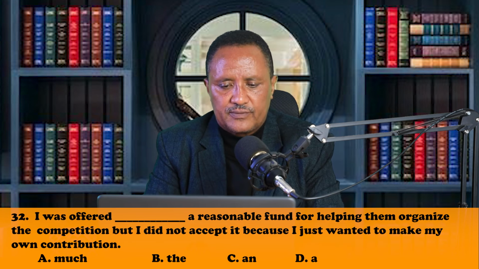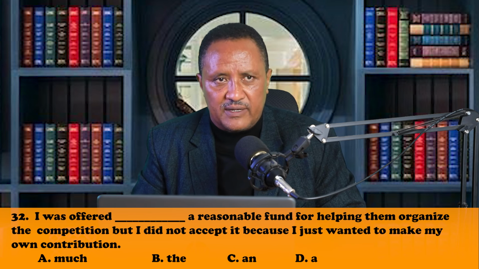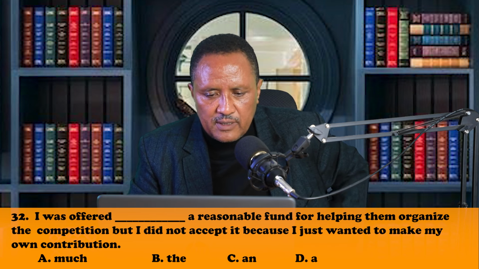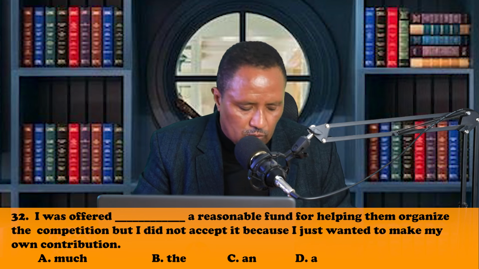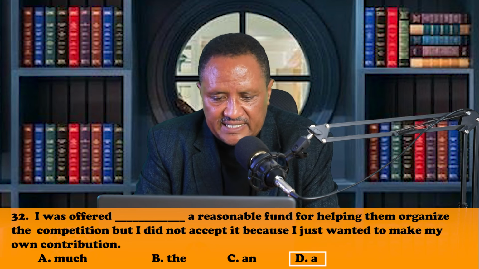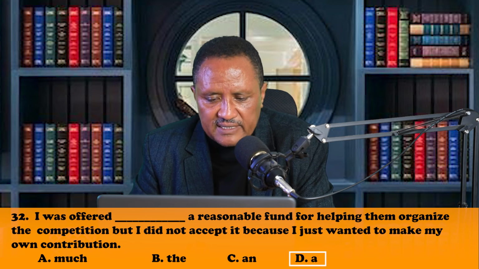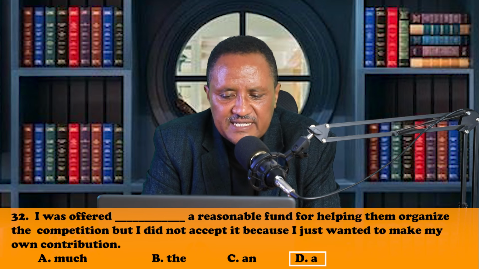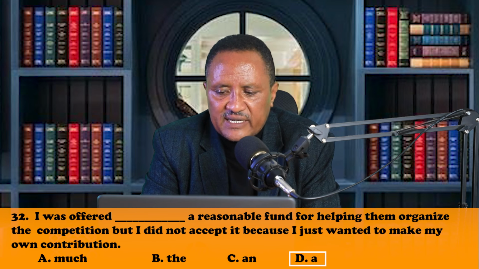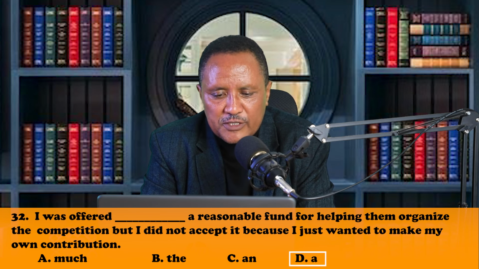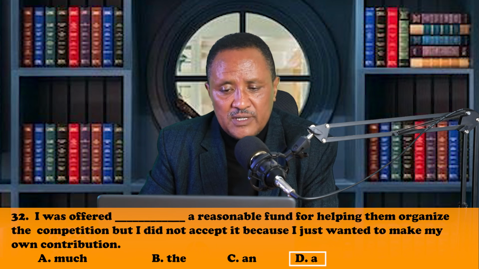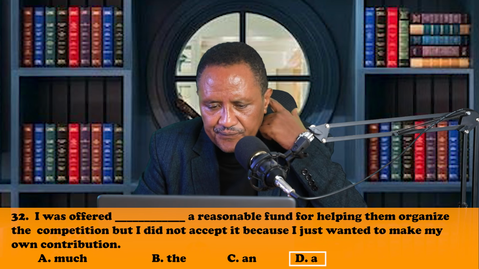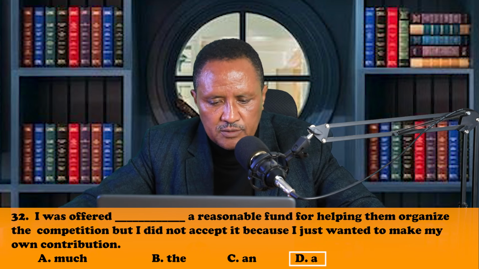Number 32. I was offered a reasonable fund for helping them organize the competition, but I didn't accept it because I just wanted to make my own contribution. The correct answer is D, the article A. Look, in this sentence, the phrase a reasonable fund is describing the amount of money offered to the speaker for helping organize a competition. So the most appropriate choice would be the article A.